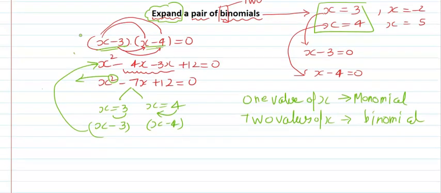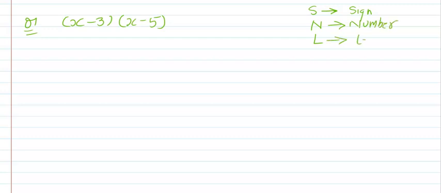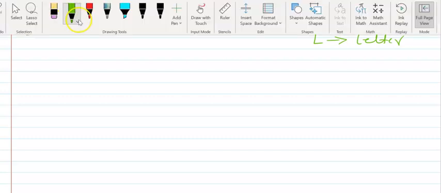So we are going to expand two binomial questions today. See here. The first question, question number 1, is x minus 3 and x minus 5. And we are following the SNL rule. S stands for sign, N stands for number, and L stands for letter. So we need to do it here.